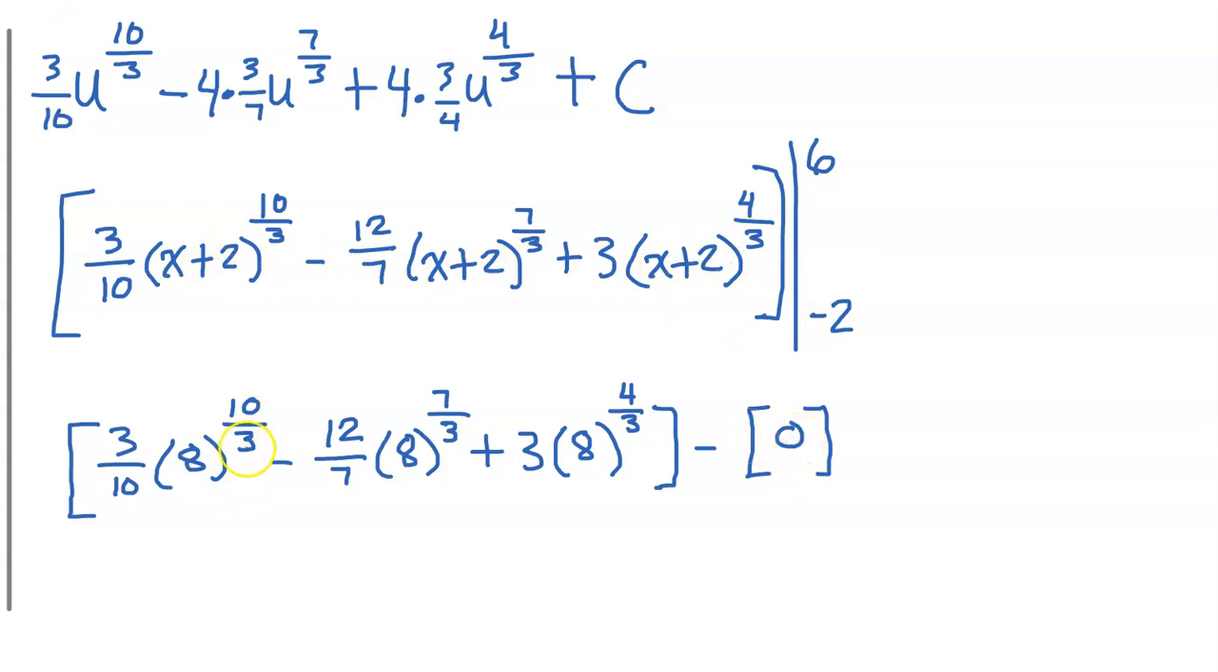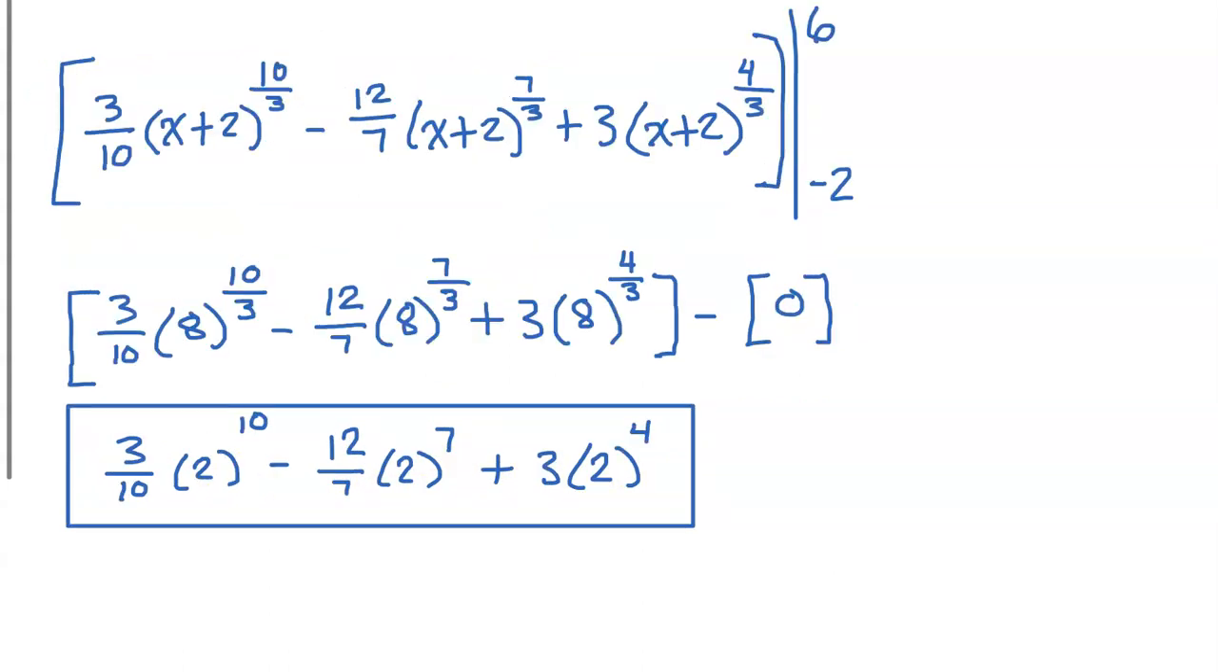When you have a fractional exponent, it is in the form power over root. So this 3 means we are doing the cube root of 8 to the 10th power, the cube root of 8 to the 7th power, and so on. But the cube root of 8 is 2. So all of these 8s will become 2s. And this feels like a good place to stop. So this is the final answer. You also could have stopped right here.